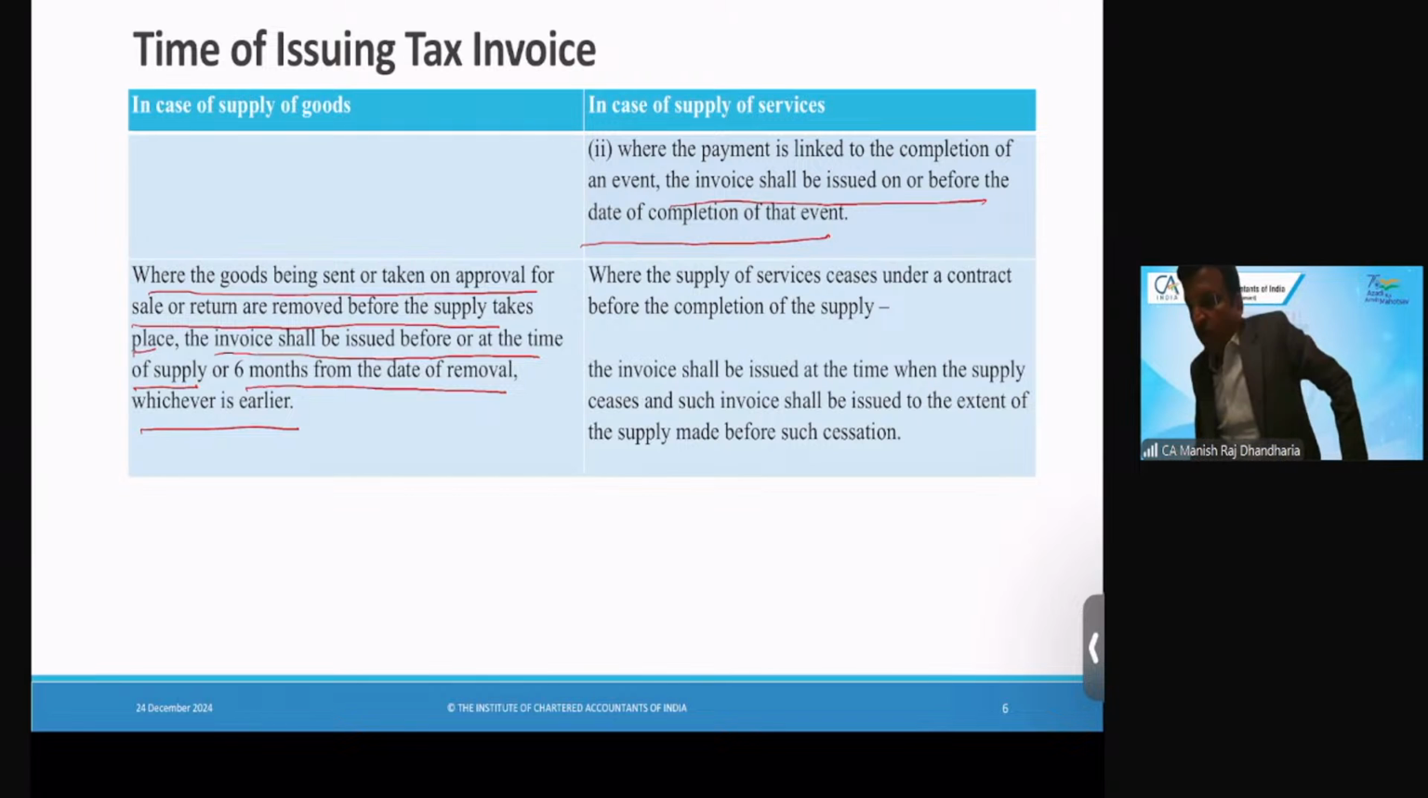Okay, so this is the concept of sales on return on approval basis. There is one question.